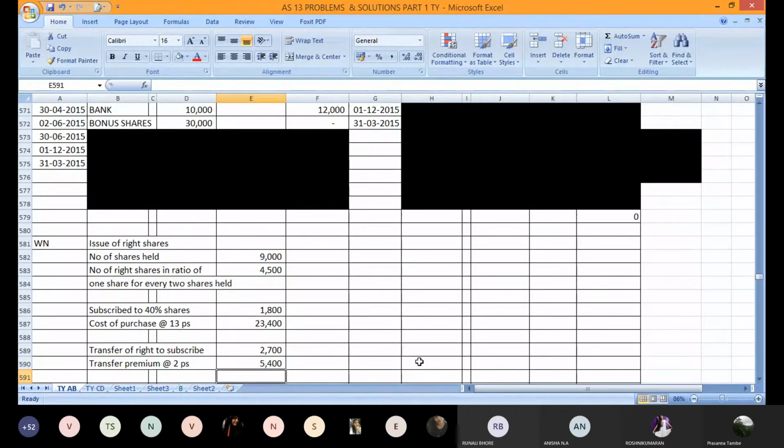Have you understood this working? Yes, sir. Okay. Now let us discuss the entry part. He is going to buy these shares, 1,800 shares at a total cost of 23,400. What will be the entry for this?